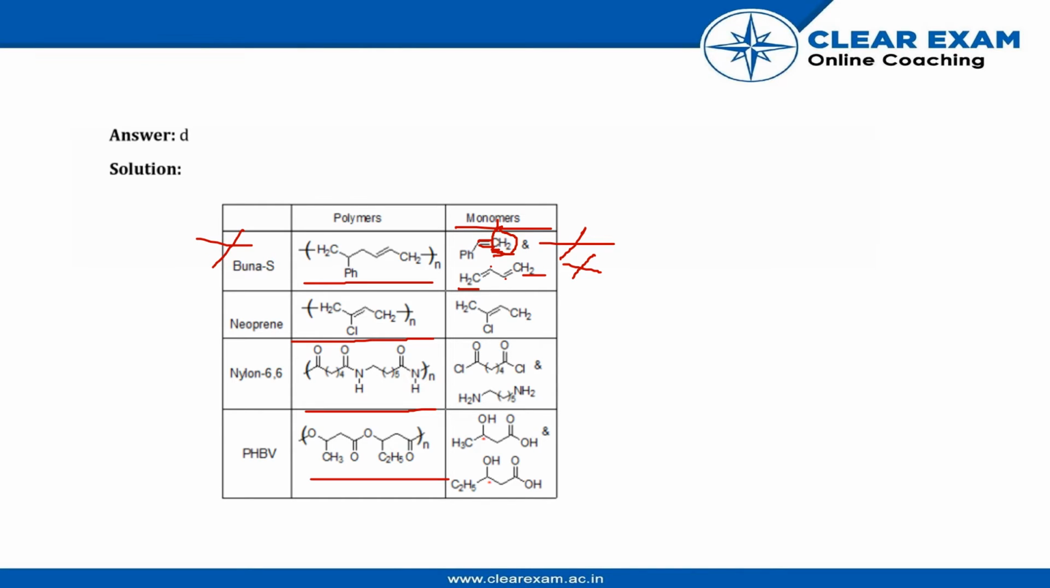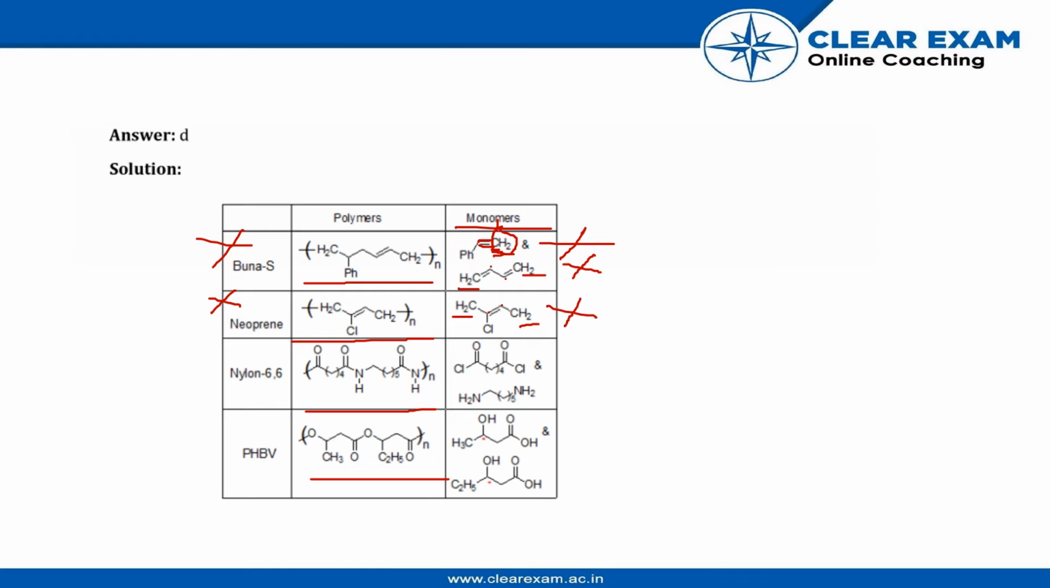Now let's check for neoprene. In this case, again, this carbon has 2 hydrogen atoms attached to it, so does this one. And in this case, it's forming double bonds, so again, it cannot be a chiral carbon. So neoprene does not have a chiral monomer either.